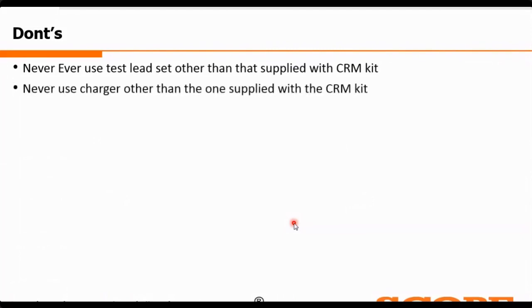There are some don'ts also. Only 2 don'ts. Don't use another make or another model of test lead set. For example, if you have both the 100 ampere and 200 ampere models in your substation, don't use the 100 ampere test lead set with the 200 ampere model, or the 200 ampere test lead set with the 100 ampere model. And also don't use chargers of other makes. Use only the charger that we are supplying.